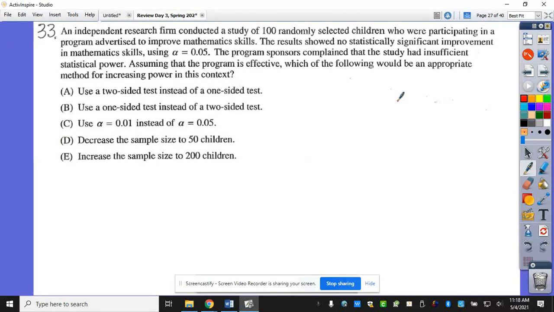Number 33. Trying to see if this is what I wanted to do.